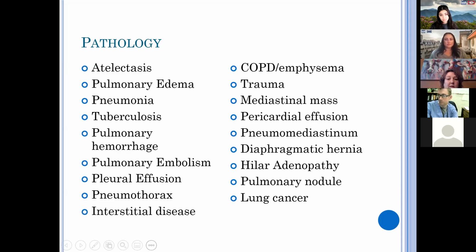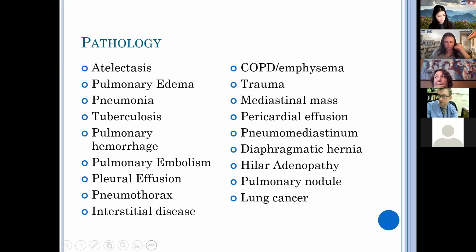So X-rays can show us a lot. They can show us all sorts of different pathologies, such as atelectasis or collapse of the lung. It can show us edema, pneumonia, other types of infections like tuberculosis, pulmonary hemorrhage, pulmonary embolism, pleural effusion, pneumothorax, interstitial types of lung disease. There are some hints on X-rays that can lead us to the diagnosis of COPD or emphysema. We use them in trauma. We can look at mediastinal masses, pericardial effusions, pneumomediastinum, diaphragmatic hernia.